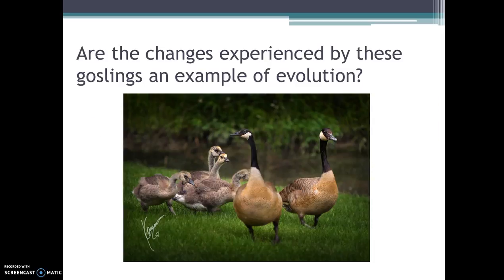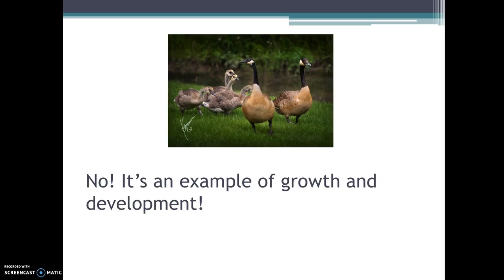So if you look at these goslings and you think about the changes that they're going to undergo as they turn into the adults that you see in front of them, would you say that that's an example of evolution? And you'd be right if you said no. Because, again, that's growth and development. The goslings themselves can't evolve because they're not passing on DNA within themselves. That can only happen within a population or a species.